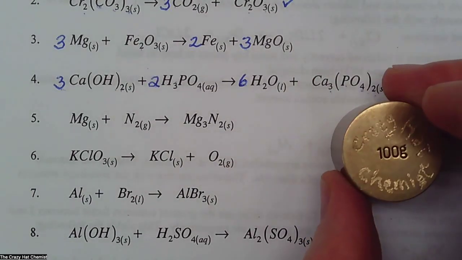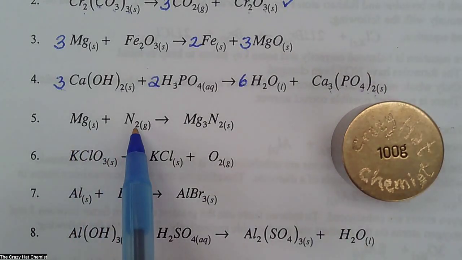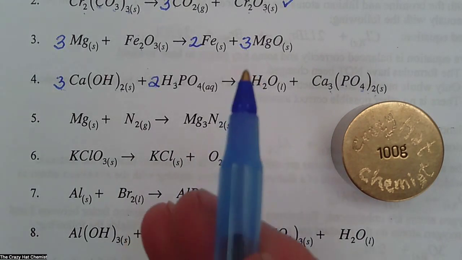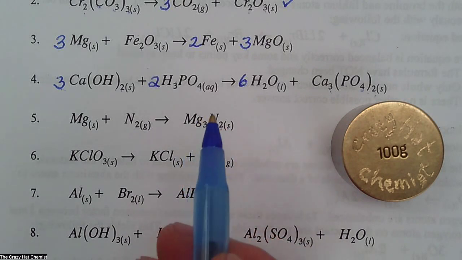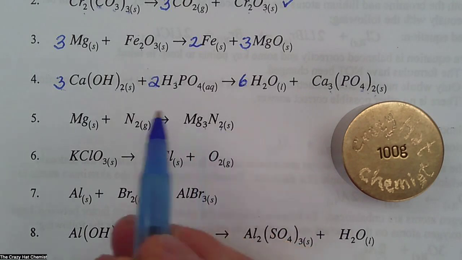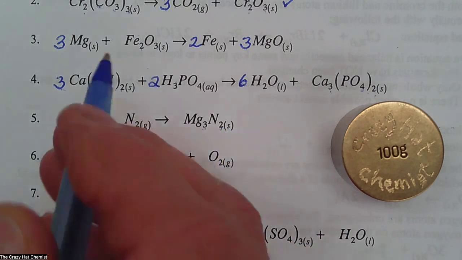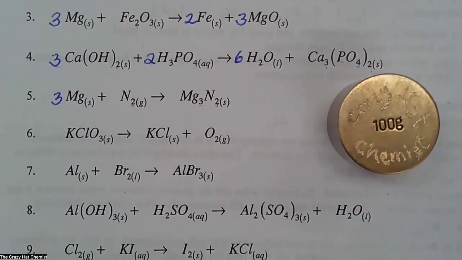All right. This next one here, number 5, I have magnesium plus nitrogen produces magnesium nitride. Okay, I have 2 nitrogens on this, the most complicated formula. This is where I'm going to start. I have 2 nitrogens and 2 nitrogens. The nitrogens are balanced, 3 magnesiums and 1. So I'm going to place a 3 right there like that. Done. All right, perfect. Keep on going.